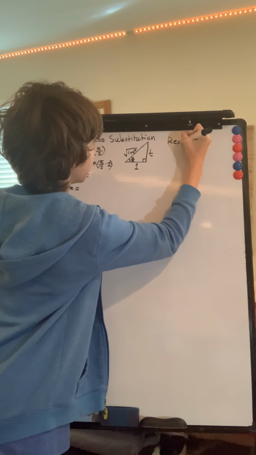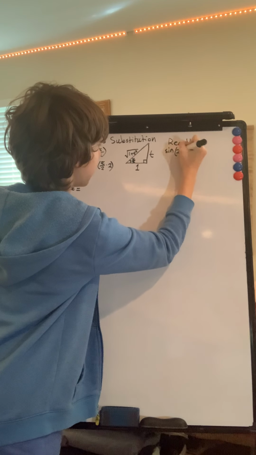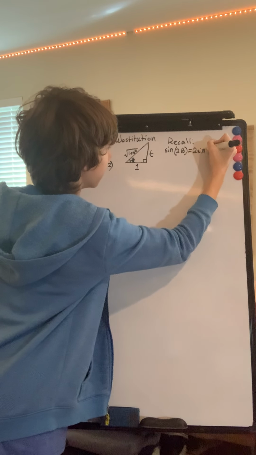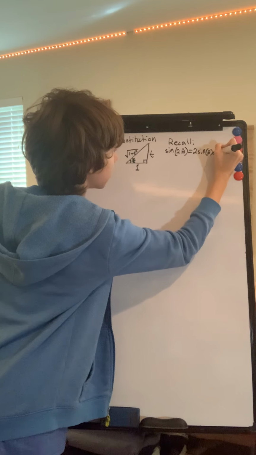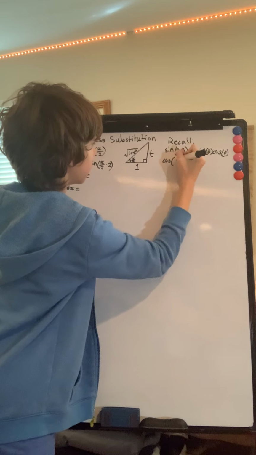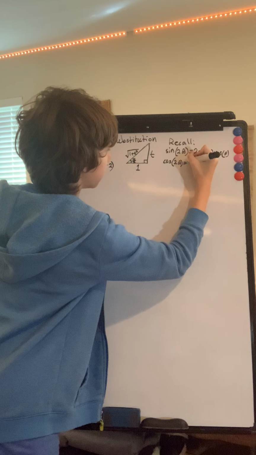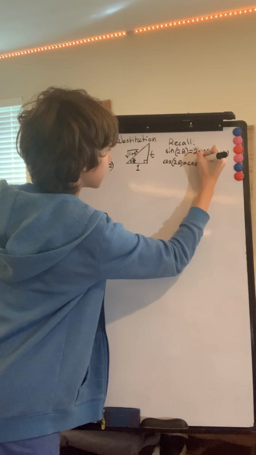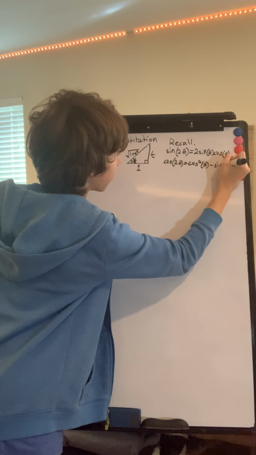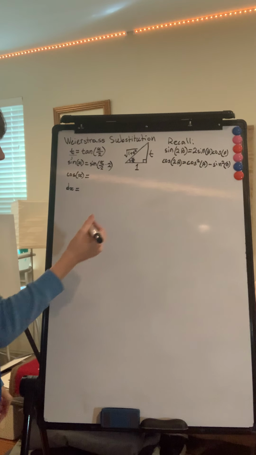So recall that sine of 2 times some angle theta is nothing but 2 times sine of theta times cosine of theta. And also, we'll use this in a second, cosine of 2 theta is equivalent to cosine squared of theta minus sine squared of theta. Just pretty nice. Okay, so these will be helpful.